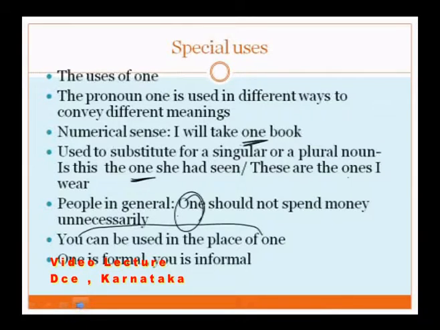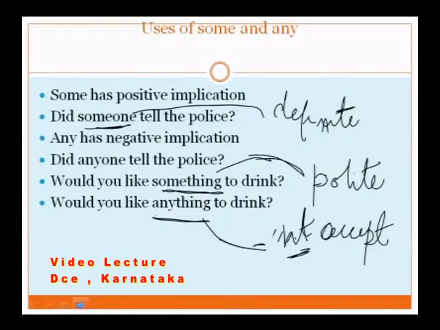Used as a substitute for a singular or plural noun. It is used in general. One should not spend money. Here, when I say in general, you can be substituted with what? With the word one. You should not spend money. You can be substituted with one. It also has which implication? Positive implication in the uses of some and any.